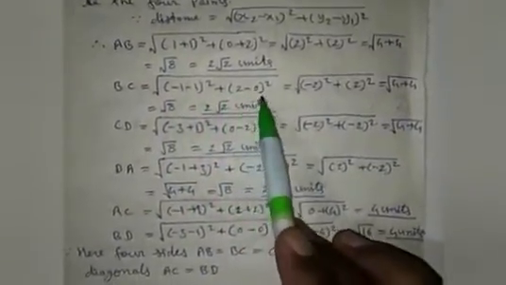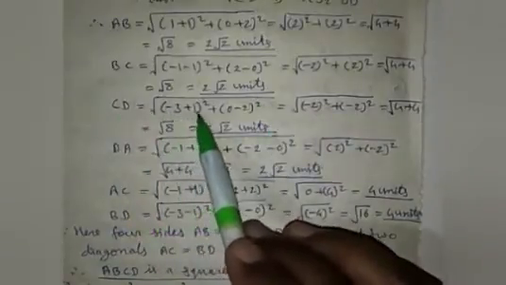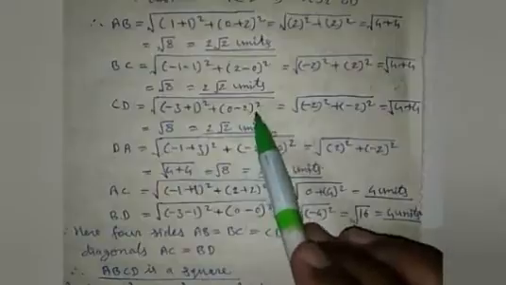Here BC is equal to under root (-1) whole square plus (2 minus 0) whole square, that is equal to under root (-2) whole square plus 2 square, which is equal to root 4 plus 4, which is also equal to 2 root 2 units. Similarly, CD is equal to under root (-3 plus 1) whole square plus (0 minus 2) whole square, which is equal to (-2) whole square plus (-2) whole square, which is equal to under root 4 plus 4, which is also equal to 2 root 2 units.